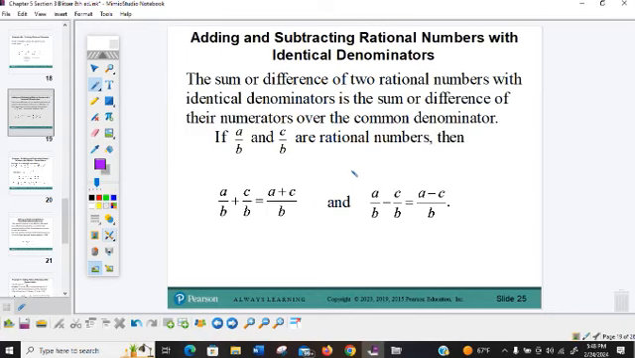Okay, let's add and subtract some rational numbers. We're going to add and subtract fractions. Remember that to do that, you have to have a common denominator. The bottom number has to be the same. Here we have the same number on bottom, so all we have to do is add the top, a plus c. And when it's subtraction, if you have the same number on bottom, you do a minus c.